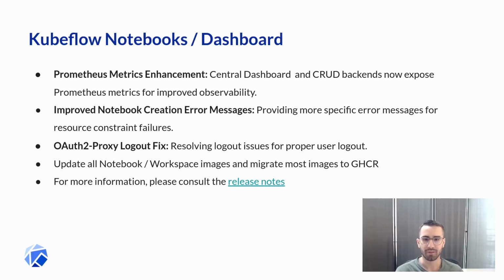Note that apart from the default metrics, this also includes custom metrics, like a histogram of the response durations. There have also been a few important bug fixes, like a proper error message when notebook creation fails, and a fix for user logout when using oauth2-proxy.